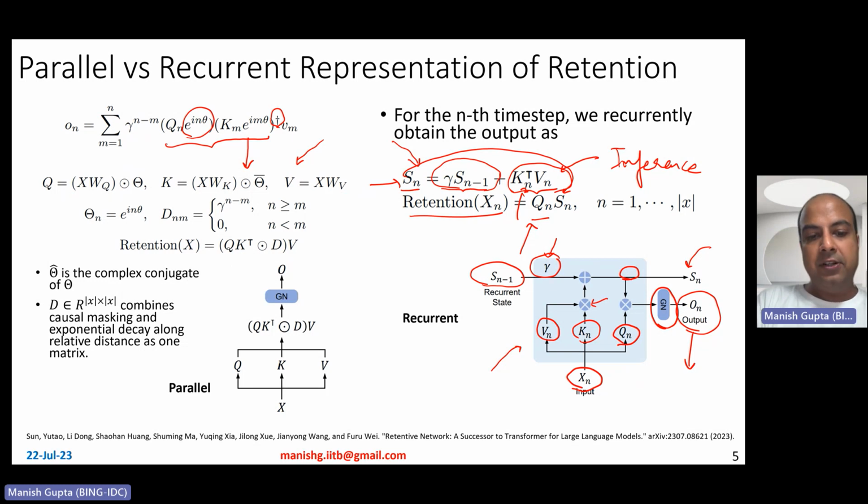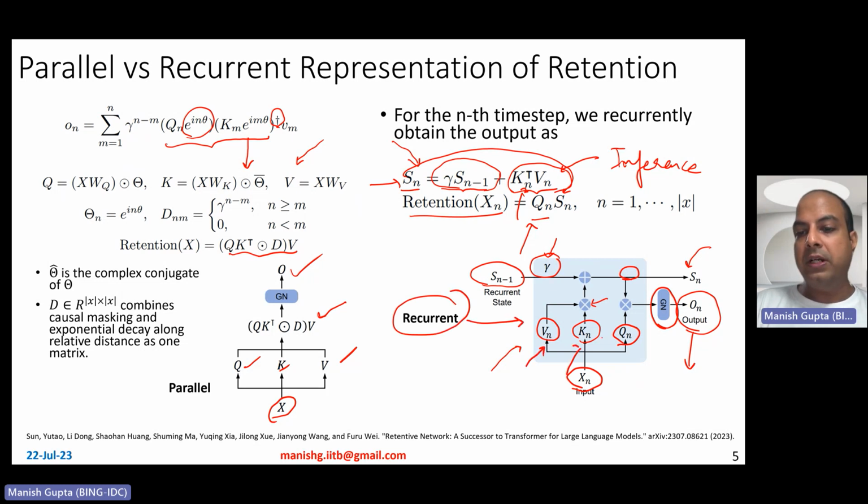So the parallel formulation is as follows: you take X and get Q, K and V, and you obtain QK transpose Hadamard product with D, times V, and that gives you your O. Remember, here you don't do it per token. You take the entire matrix X and process it in parallel for all the tokens. However, in the recurrent formulation, you process one token in the input sequence at a time.